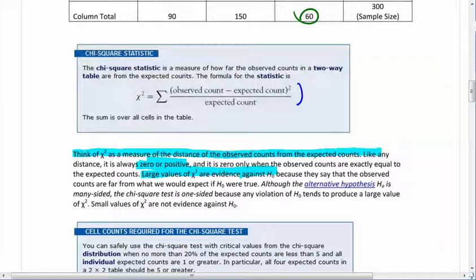So your alternative hypothesis is that there is evidence of a relationship between two categorical variables, and although in a way that's many-sided, the actual process that you're using is a one-sided, one-tailed test, okay? Because any violation of H0 tends to produce a large value of chi-square, because there are no negative values of chi-square, unlike a normal distribution where we had positive and negative z values or t values, for instance.